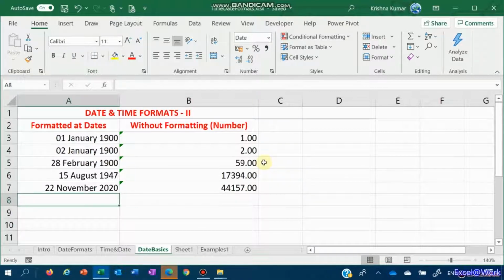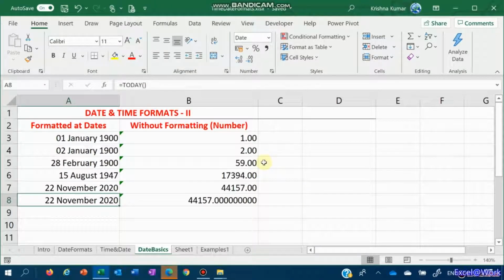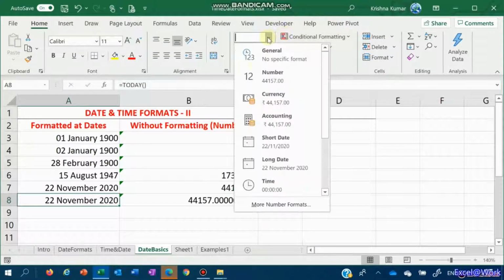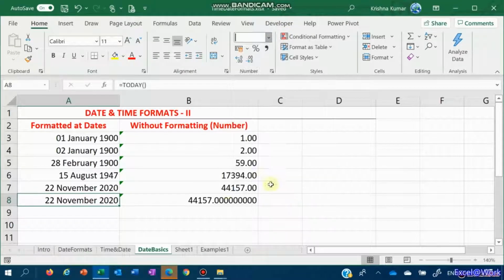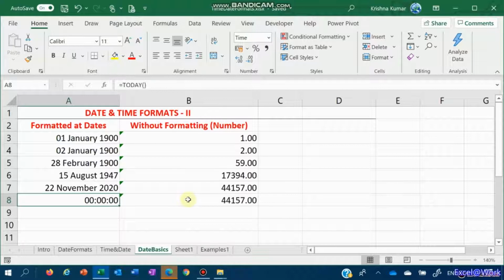In case of time, we will again use the same today formula, but formatted as time. So this comes as time, and this is having number of days more. I will format the same way. The time is midnight of 22 November 2020, that is 1 second after 23:59 hours of 21st November. The day starts at 12 a.m.